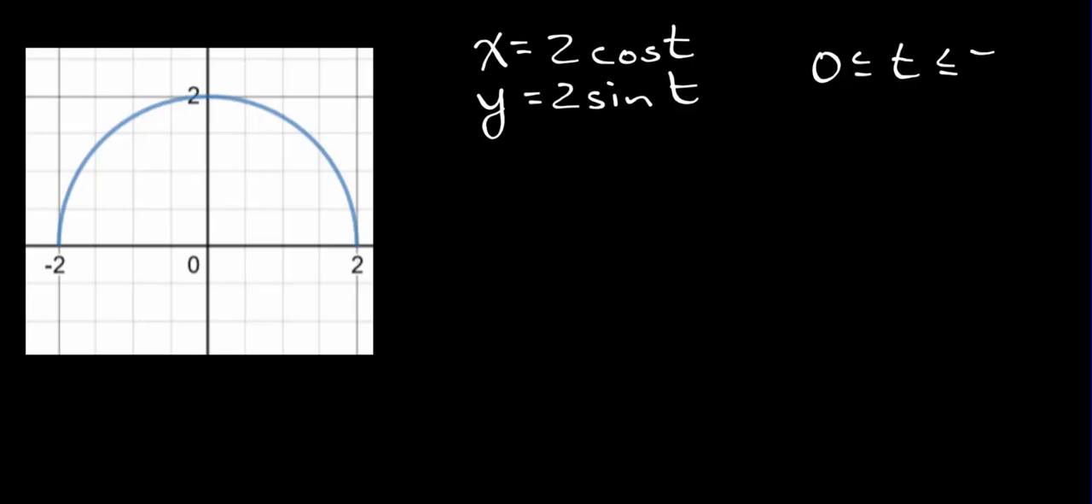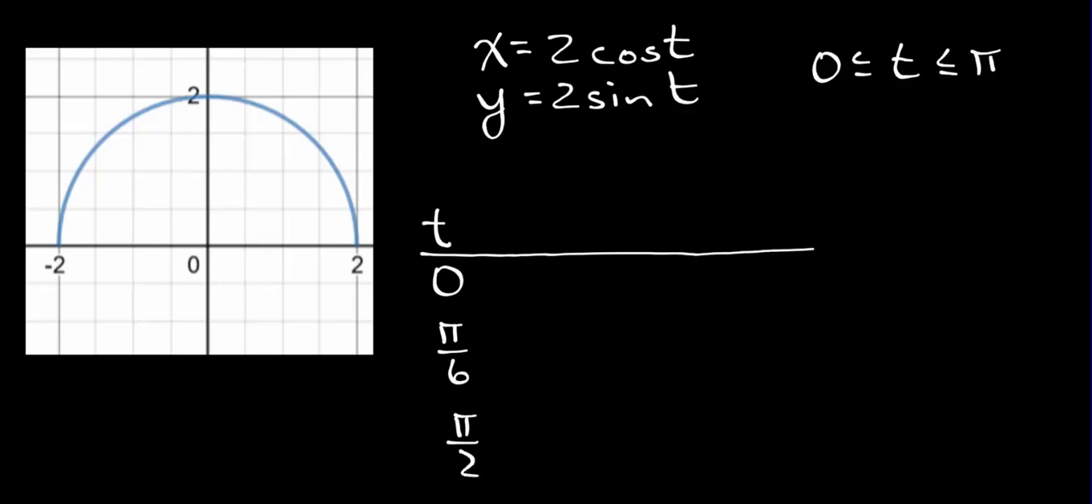So here we go. This is pi here. What I can do is put in some various values for t. Maybe I'll put in a 0. Let's do pi over 6, and maybe a pi over 2. Just a few values. Let's do 2 pi over 3. Let's just plot a few values here, and I get the x, which is 2 cosine t, and the y, which is 2 sine t.